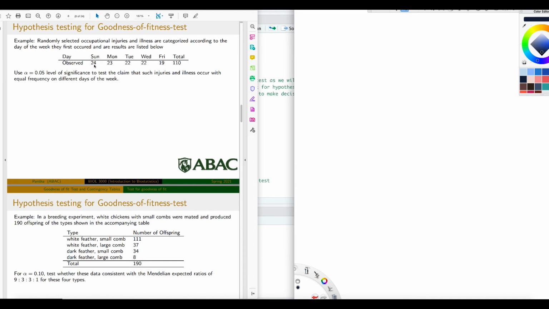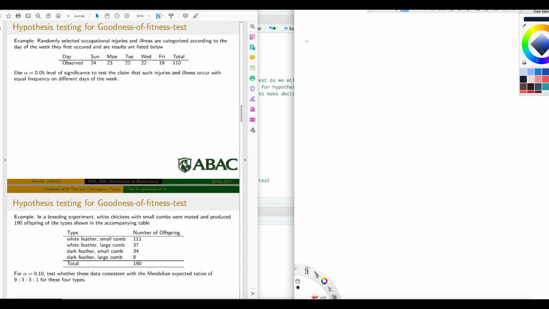On Sunday there are 24 injuries, Monday 23 injuries, Tuesday and so on. Okay, so you see that the total is 110. That is the N, right? In each category, these are the observed number of injuries. Do you think that Sunday and Monday are more likely to get injured than the other days, or they are similar? That's what you want to test here, right? You want to test whether they are all similar, uniform, or not all similar.